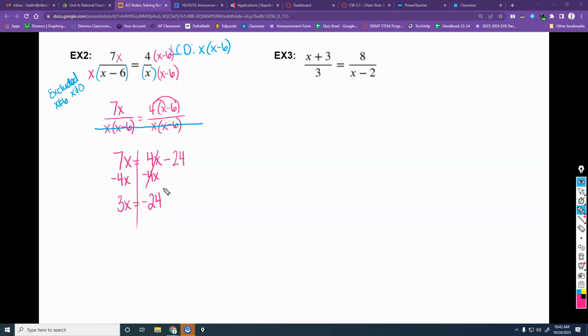Okay, now we're down to one step. What do we got to do? Divide by 3, and x equals negative 8. Is that one of our excluded values? No. So this should be a good answer, right?